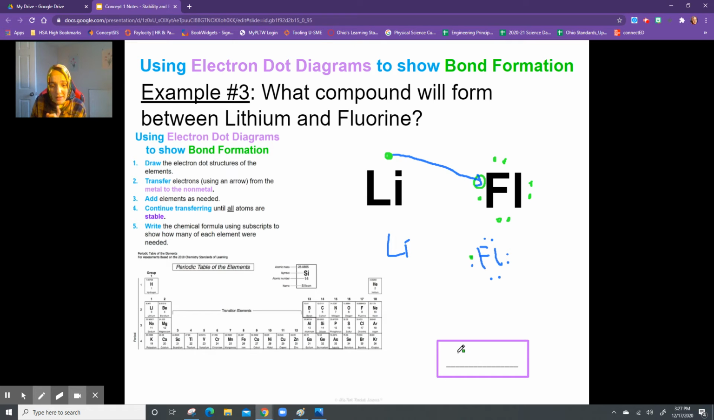So now the chemical formula is lithium fluoride, ending with ide, okay? So this is fluorine, it's ending with ine, okay? Now, after that, it becomes lithium fluoride, okay? All right, let's move on to the next example.